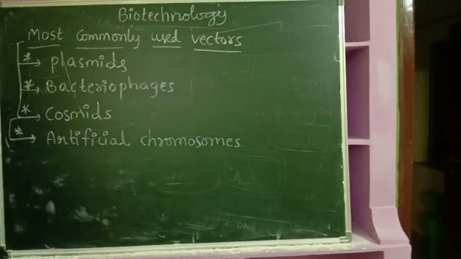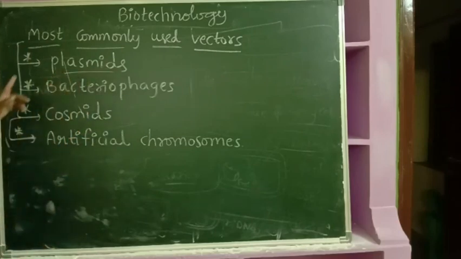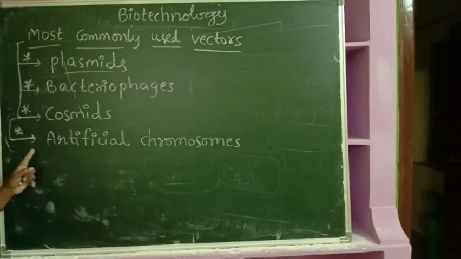Okay, now let us see the most commonly used vectors. If you take, always it is plasmids. We will discuss why it is plasmids. Apart from plasmids, we make use of bacteriophages. We will study what these are, and also we make use of cosmids, and including artificial chromosomes in the process of genetic engineering.